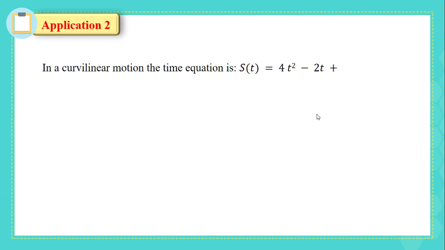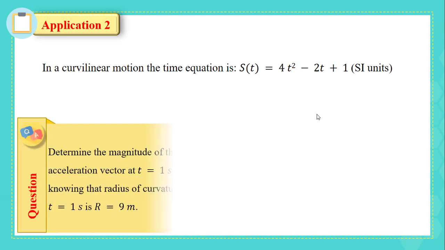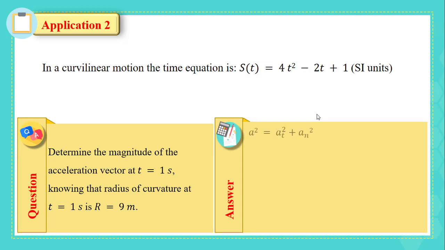Application number 2. In a curvilinear motion, the time equation is s of t is equal to 4t squared minus 2t plus 1 SI units. Determine the magnitude of the acceleration vector at t is equal to 1 second, knowing that the radius of curvature at this instant is 9 meters. To find the magnitude of the acceleration vector, we have to use this relation, a squared is equal to at squared plus an squared.